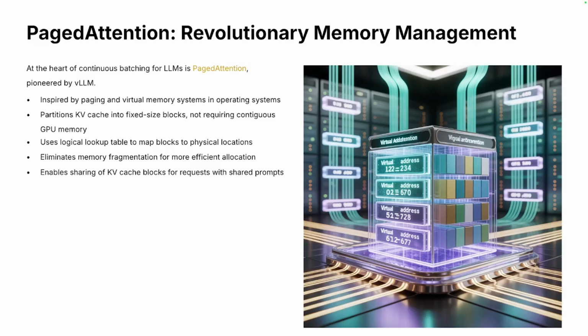This has several key benefits. First, it eliminates fragmentation, which is a common problem when handling sequences of different lengths. Second, it allows for more flexible and efficient memory allocation, since blocks can be reused and don't have to be lined up in memory. And third, it enables KV cache sharing. So if multiple requests use the same prompt, they can share cache blocks instead of duplicating them.